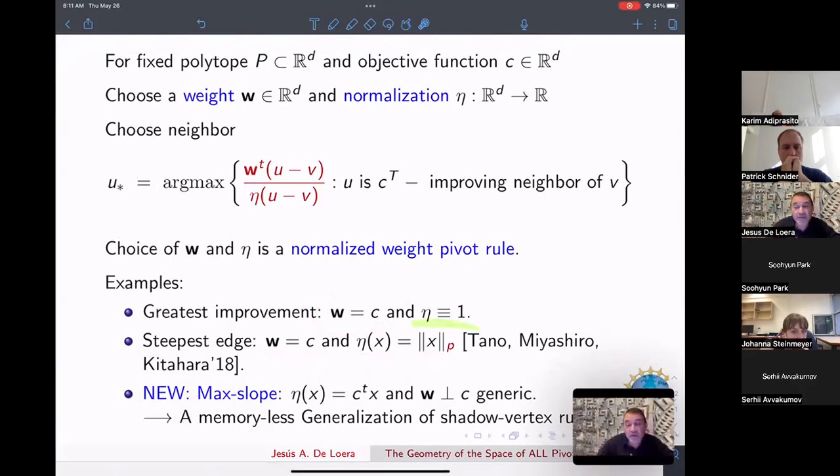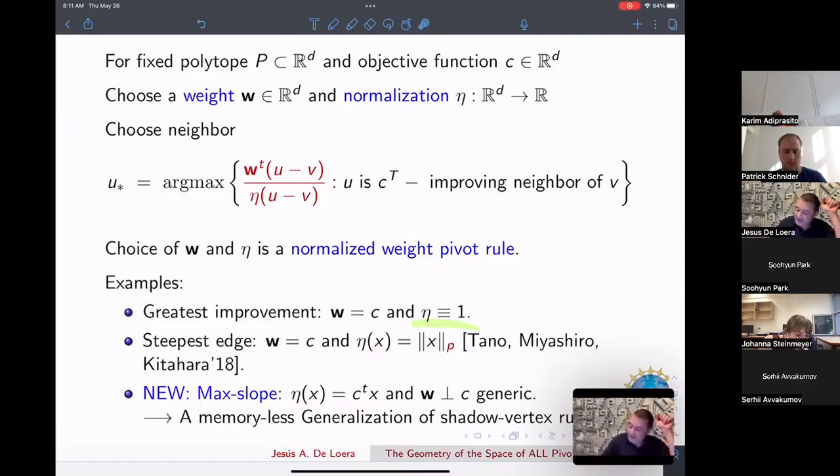Several people have looked at this in Japan, the Japanese mathematicians, Kitahara and collaborators. And then one of the most beautiful ones, in my opinion, is where the normalization you use is the objective function, and then you pick your W to be generic. It's essentially related to the shadow vertex. You pick W generic, perpendicular to your objective function.